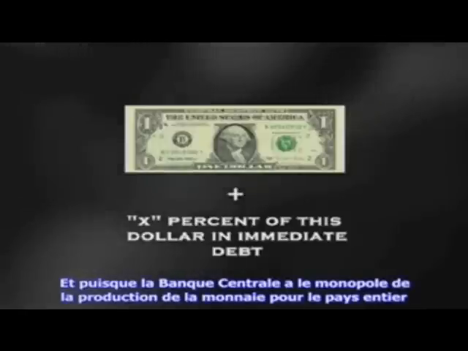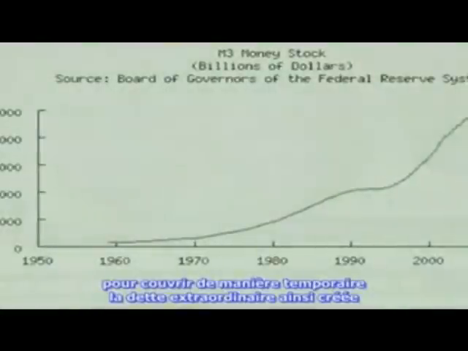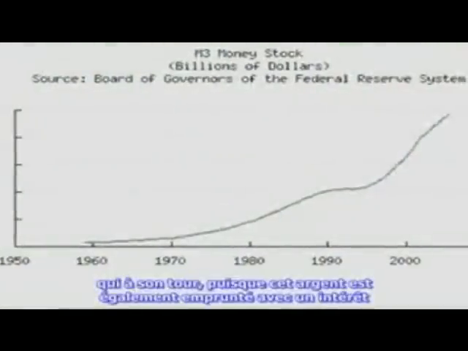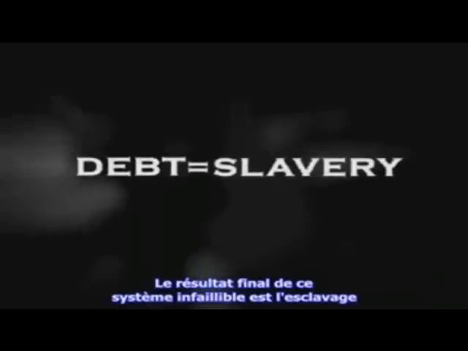And since the central bank has the monopoly over the production of the currency for the entire country, and they loan each dollar out with immediate debt attached to it, where does the money to pay for the debt come from? It can only come from the central bank again, which means the central bank has to perpetually increase its money supply to temporarily cover the outstanding debt created, which in turn, since that new money is loaned out at interest as well, creates even more debt. The end result of this system without fail is slavery, for it is impossible for the government and thus the public to ever come out of the self-generating debt. The founding fathers of this country were well aware of this.